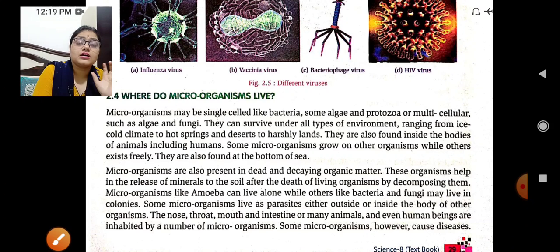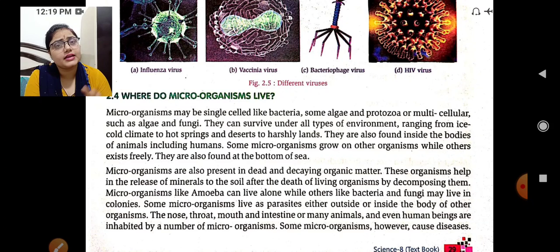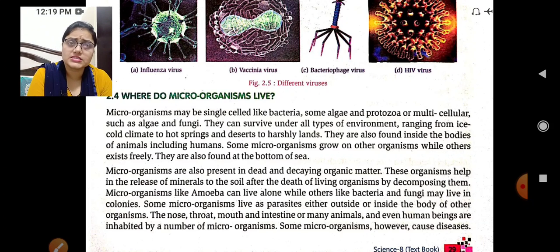It doesn't matter which type of environment surrounds these microorganisms, they are not affected by it. They can survive in ice cold climates and hot springs as well, and in desert harsh lands as well. Okay, they can live in very cold places, and even in a hot region as well.